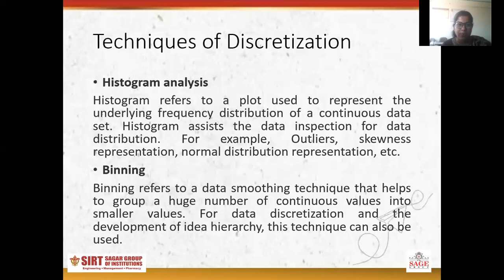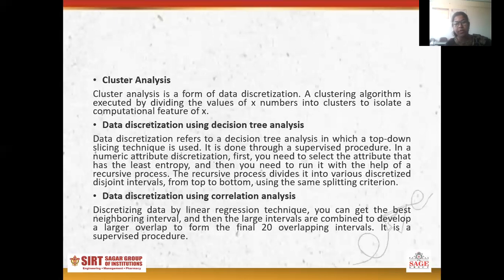So I'll take you back to the techniques. Histogram analysis: with the term histogram, you all must have drawn histograms in your graphs. So with the help of those histograms, we can inspect the outliers, normal distributions, and the skewness of the data. Binning, we have already studied how we are discretizing using binning. With clusters, we are making clusters of similar values.